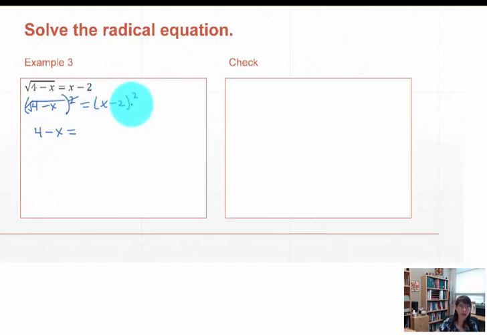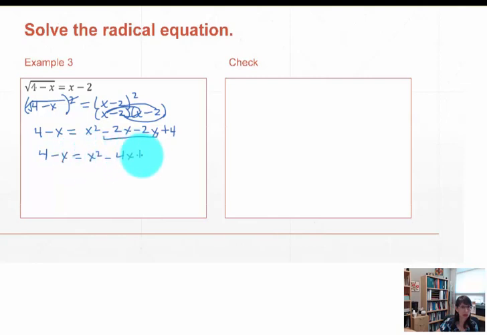However, quantity of x minus 2 means that we have two identical quantities. So expand it and then multiply. X times x would be x squared. X times minus 2 is minus 2x. Then distribute. Negative 2 times x is minus 2x. Negative 2 times negative 2 is plus 4. So it looks like I have some like terms to simplify here on the right. 4 minus x is equal to x squared minus 4x plus 4.